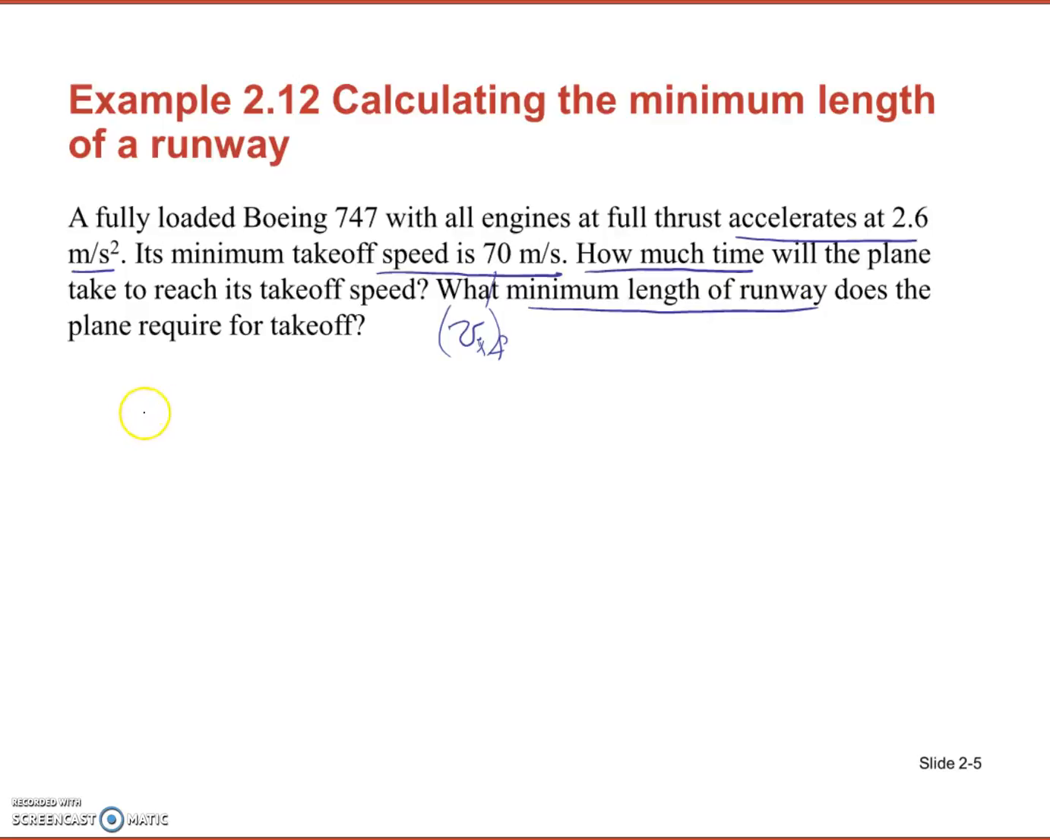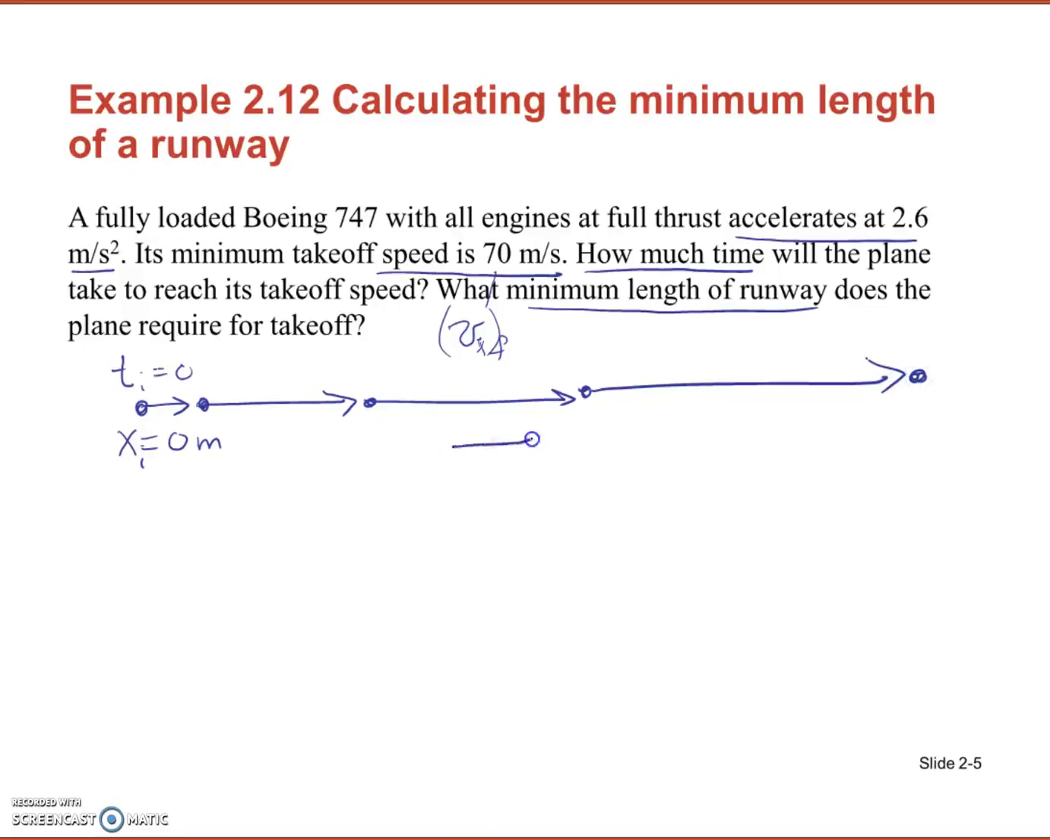So let's draw a motion diagram, right? So my fully loaded Boeing 747 starts at an initial position of X equals 0. My initial time, 0, right? And I start with a small speed, and I get faster and faster and faster. And so on. My acceleration, once again, is in the positive direction, in this case, horizontal, X direction. And that looks pretty good. So let's make a table of known values.